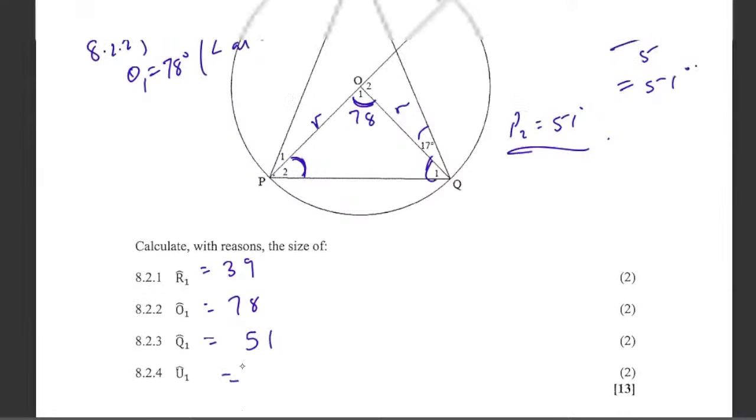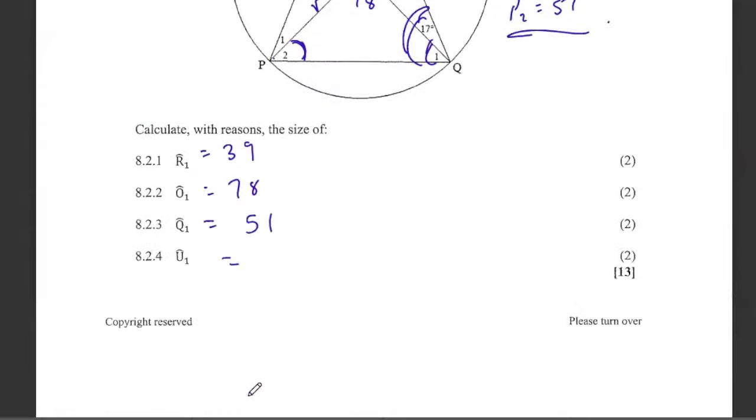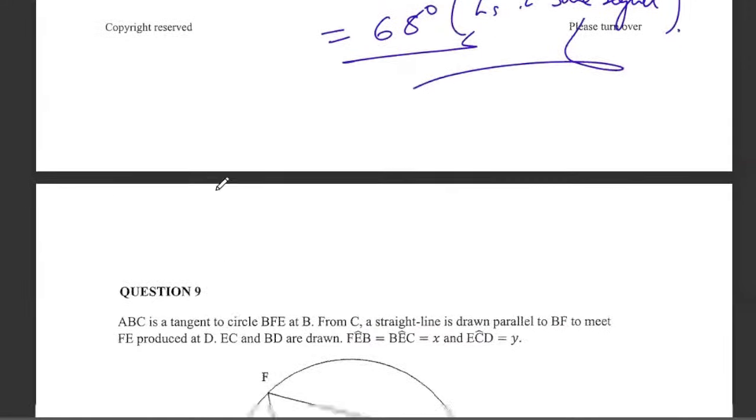And then how do we get U1? This angle here. So U1 must be a combination of this 17 and 51. Angles in the same segment. So we're going to get 51 plus 17, which is 68 degrees. Angles in the same segment. So that is how we would have approached that question 8.